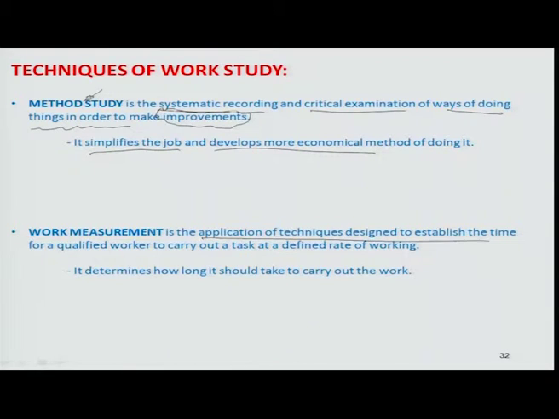It is the application of techniques designed to establish the time for a qualified worker to carry out a task at a defined rate of working. It determines how long it should take to carry out the work. In fact, time scales attached to the work are a very important aspect, because the overall cycle time, particularly in assembly lines and even sub-assembly lines, is really related to that time component. The workstation which has the highest task time would be the determinant of the overall cycle time. So, that much time has to be at least given to that particular station for the whole task to be executed, and so that would be the minimum cycle time for this whole assembly or sub-assembly unit. Okay.